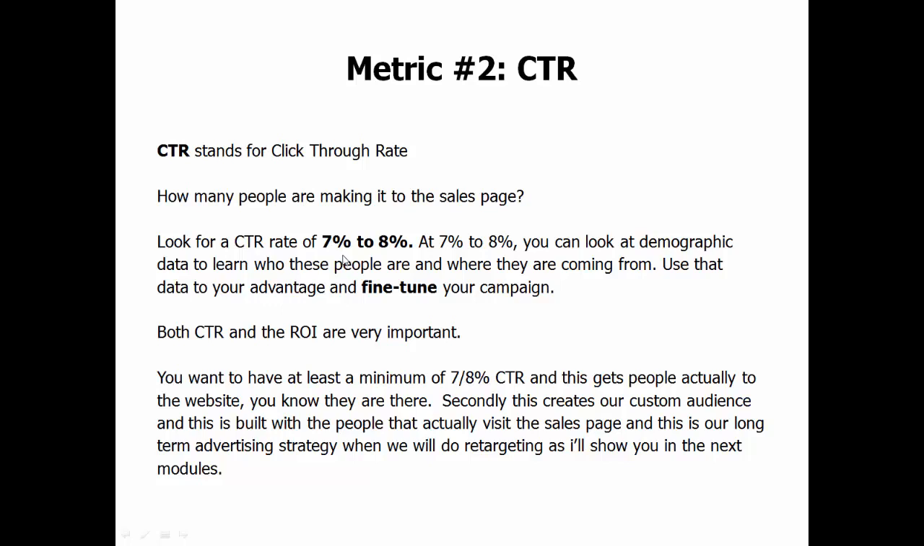Okay, at 7-8%, I would say you can start looking at demographic data to learn who these people are and where they are coming from. You then use that data to fine-tune your campaign to make it better. Like you have to make some improvements and stuff like that. So the CTR and the ROI are very, very important. You want to have at least a minimum of 7-8% CTR, and this gets people actually to the website.